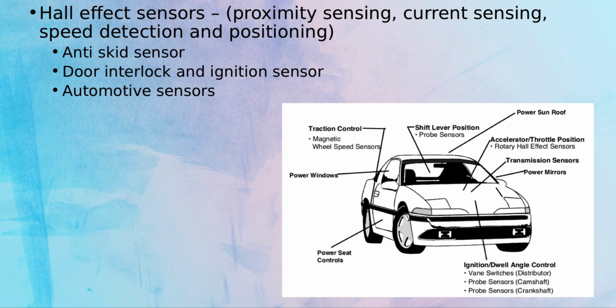Now we'll be looking at the applications of Hall effect sensors. Do you remember that Hall effect sensors were used in proximity sensing, current sensing, speed detection and positioning? So where are these applications being used in real life? They are usually used in anti-skid sensors, door interlock and ignition sensors, automotive sensors. Usually, Hall effect sensors are predominantly used in the automobile sector.